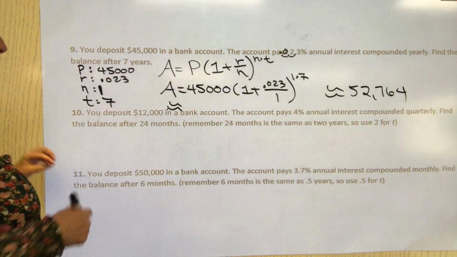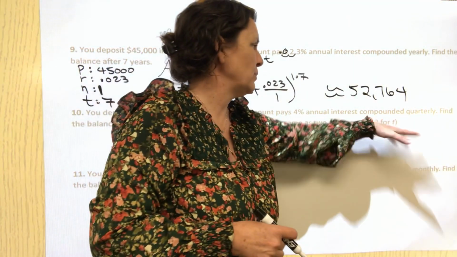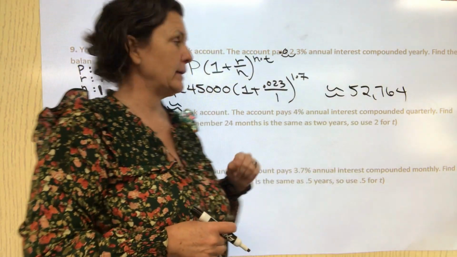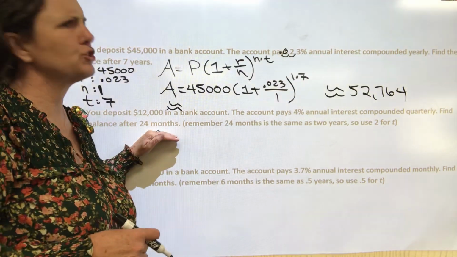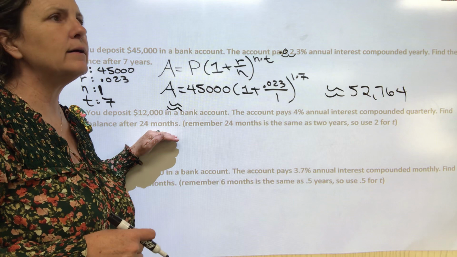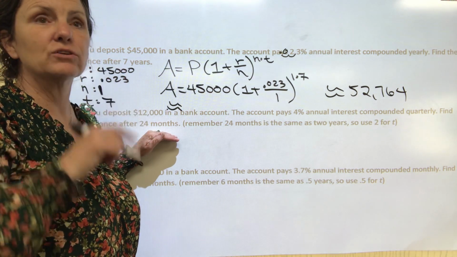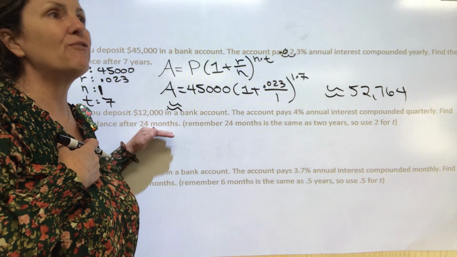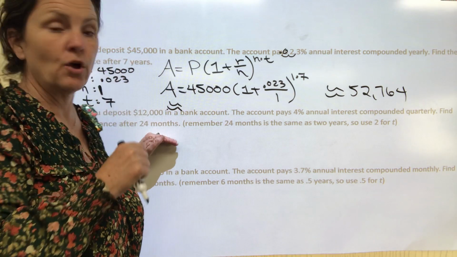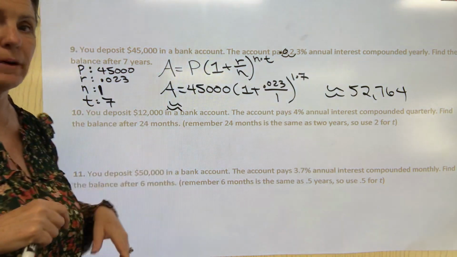Next, you have deposited $12,000 in a bank account. The account pays 4% annual interest compounded quarterly, 4 times. Find the balance after 24 months. Ooh, shenanigans. T has to be the amount of time in years, not months, years. So let's say, okay, there's 12 months in a year, so 24 months would be 2 years. So we would have to change this into years, and that's not too bad, okay?